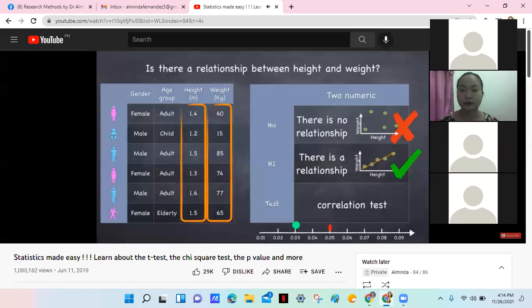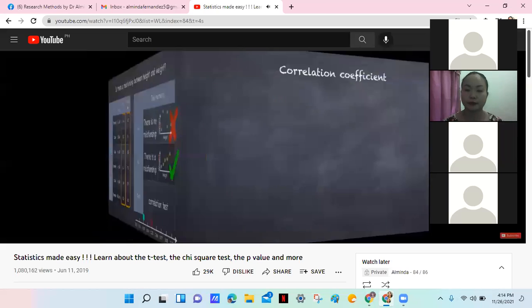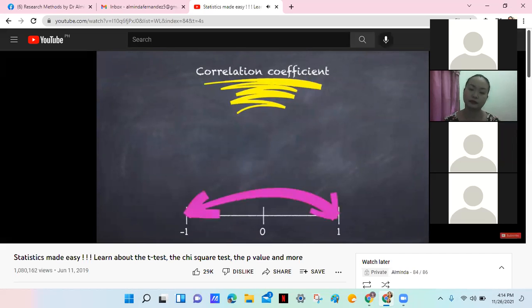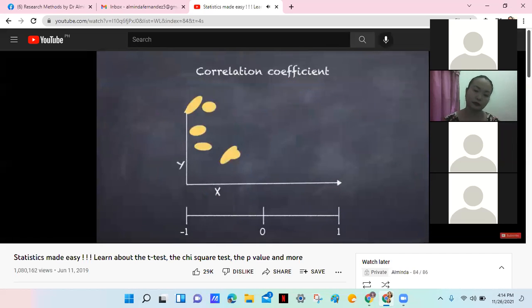And the correlation that we see can be represented by a number that we call the correlation coefficient. So let's talk about that for a second. The correlation coefficient is a number between -1 and 1. And it looks at the relationship between 2 numeric variables.